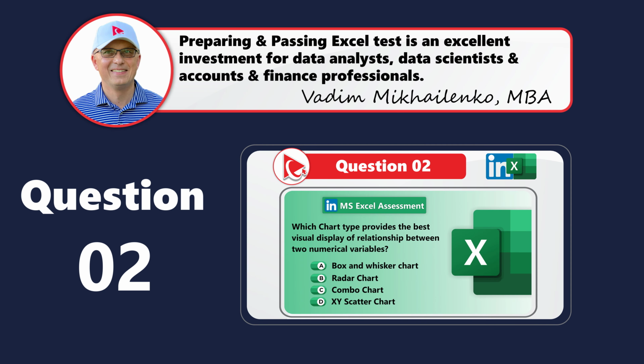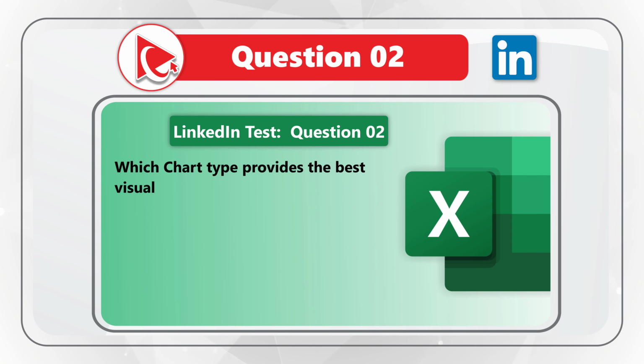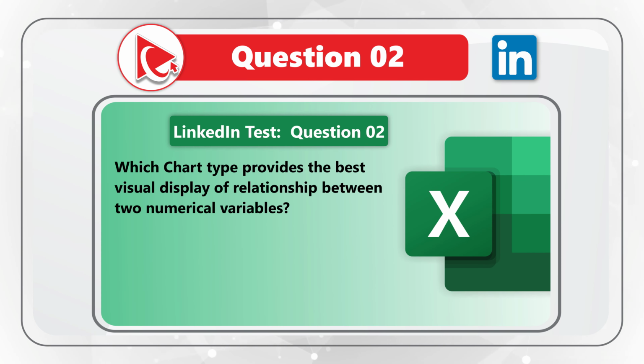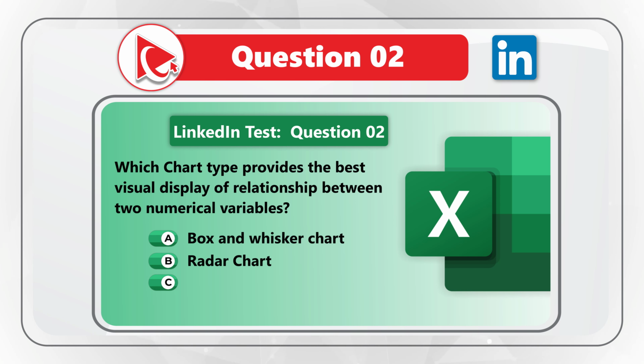Now let's look at question 2. Which chart type provides the best visual display of the relationship between 2 numerical variables? You have 4 different choices. Choice A, box and whisker chart. Choice B, radar chart. Choice D, combo chart. And then last but not least is XY scatter chart.